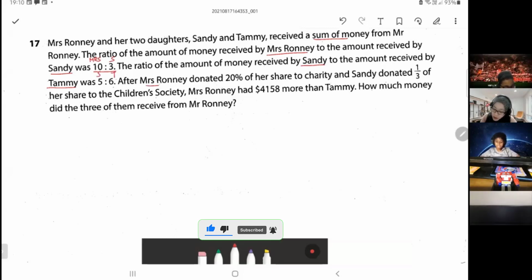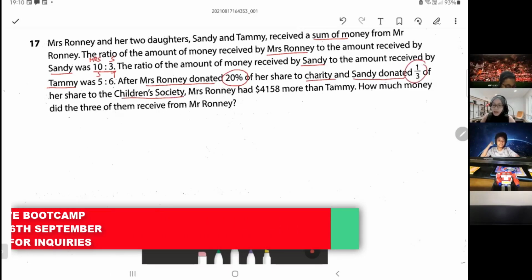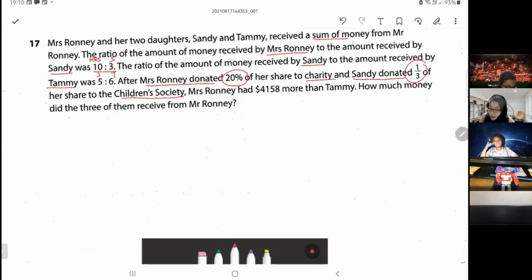After Mrs. Rooney donated 20% of her share to charity, and Sandy donated 1/3 of her share to Children's Society, Mrs. Rooney had $4,158 more than Tammy. A comparison. How much money did the three of them receive from Mr. Rooney? Very lengthy question, but easy.